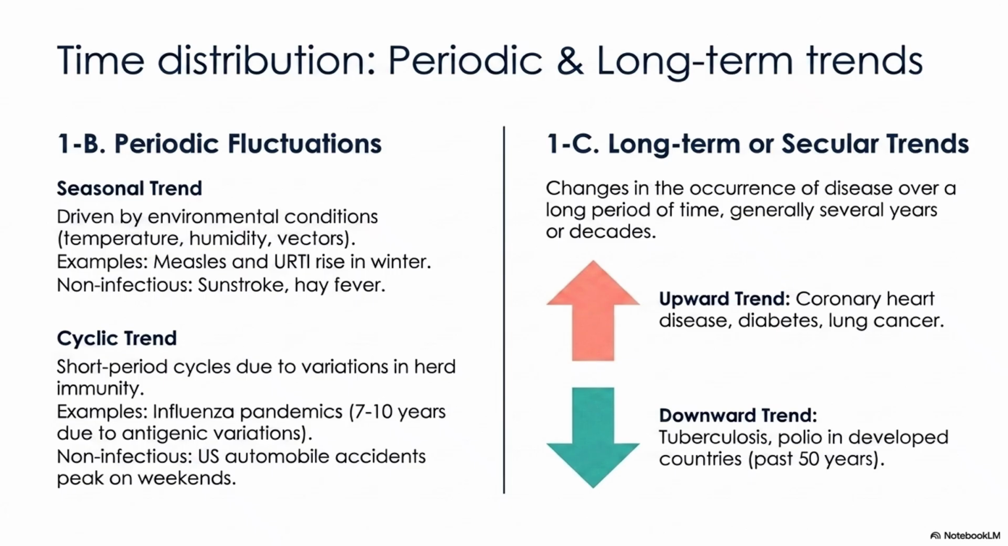So as we told, the secular trends will show variation over several years or decades, like 10 years, 20 years, 50 years. And these particular diseases will show either an upward trend or a downward trend over the years. We are seeing that non-communicable diseases are showing an upward trend, like coronary heart diseases, diabetes, lung cancer, hypertension. And communicable diseases are showing a downward trend, like tuberculosis, polio. Those communicable diseases are showing a downward trend over the decades, and non-communicable diseases are showing an upward trend.